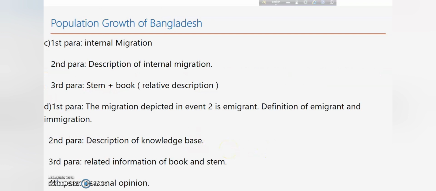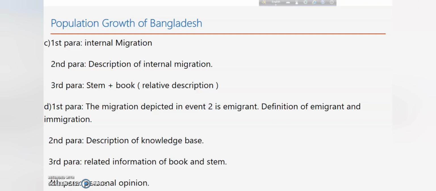For question C, in the first para you can write the definition of internal migration. In the second para you can write the description of internal migration. And in the third para, you have to explain the stem and some relevant description from the book. Many a time people of one region go to another region of a country and live there permanently. It is called internal migration.